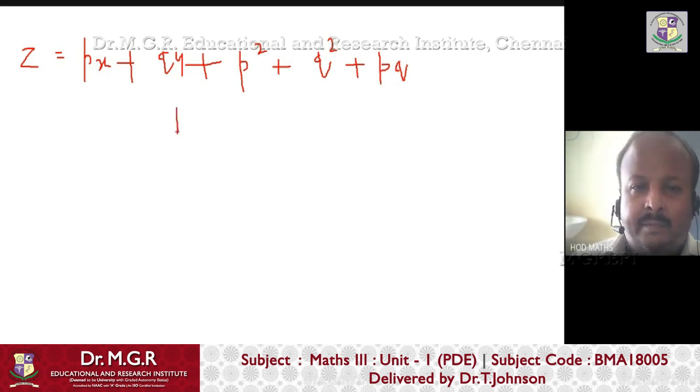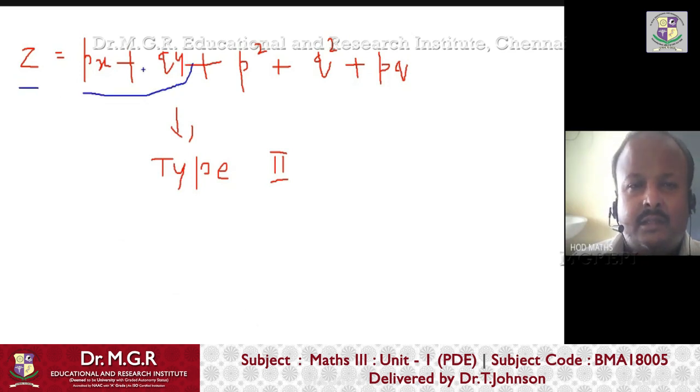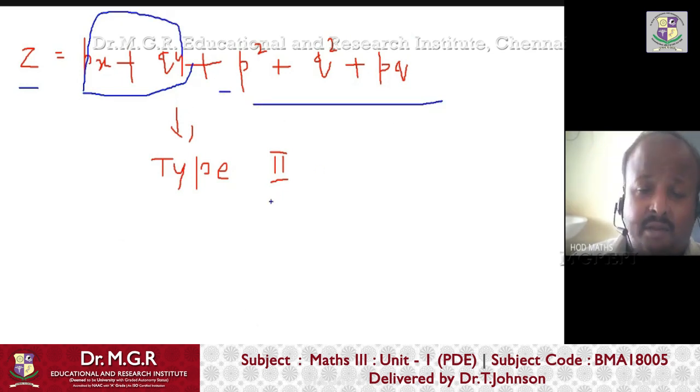So this is of type 2. Why is it of type 2? Because, or otherwise called Clairaut's form, this is of type 2. Why is it called type 2? Because it started with z, and then px plus qy is there, and after that some function of p and q is there. So this is type 2.